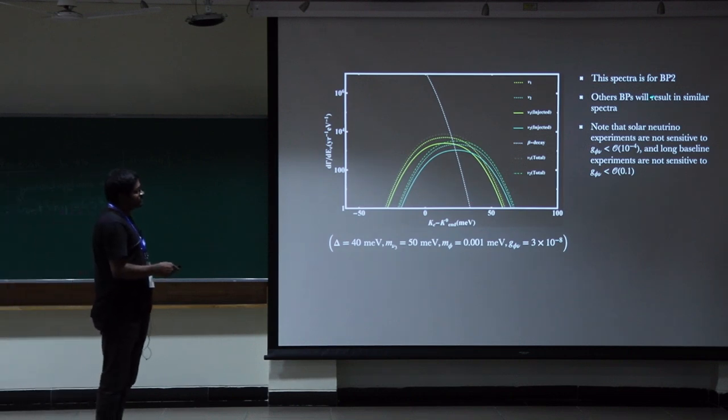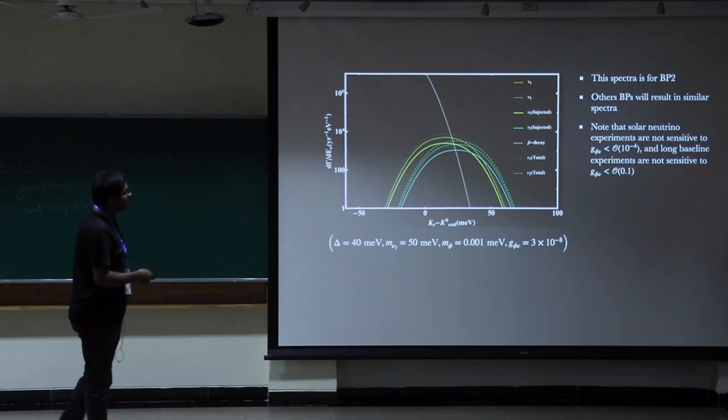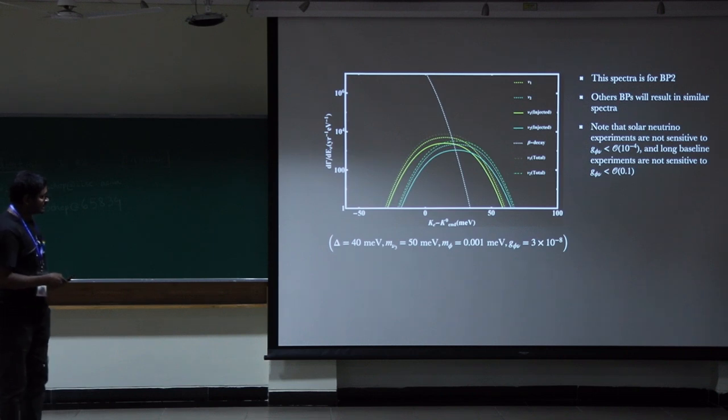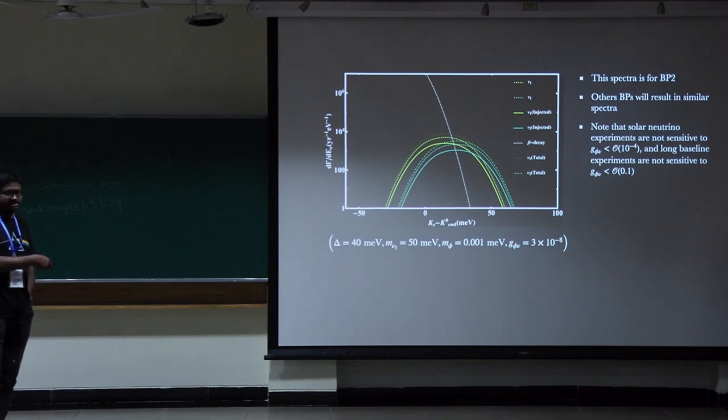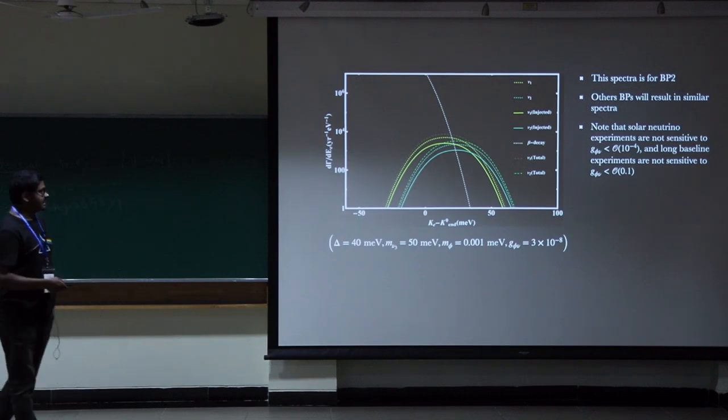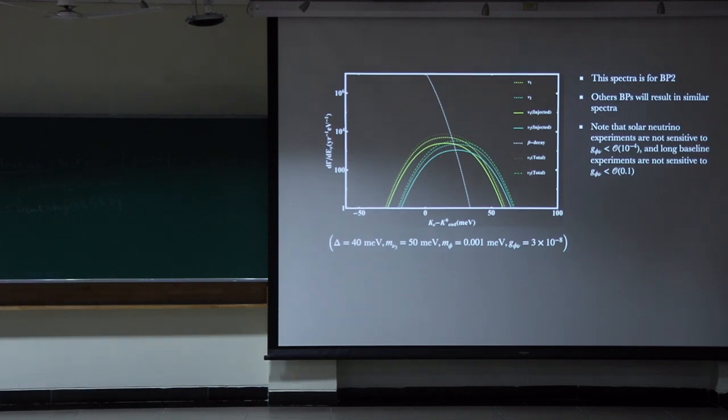Obviously here we took just one of those benchmarks that I mentioned, and the other benchmarks will also look similar. Note that solar neutrino experiments are not sensitive to couplings less than this, and long baseline experiments are not sensitive to couplings less than this. Since in our case the couplings are very small, this is I think the only way to test this kind of setup. So that's all, I'm done.